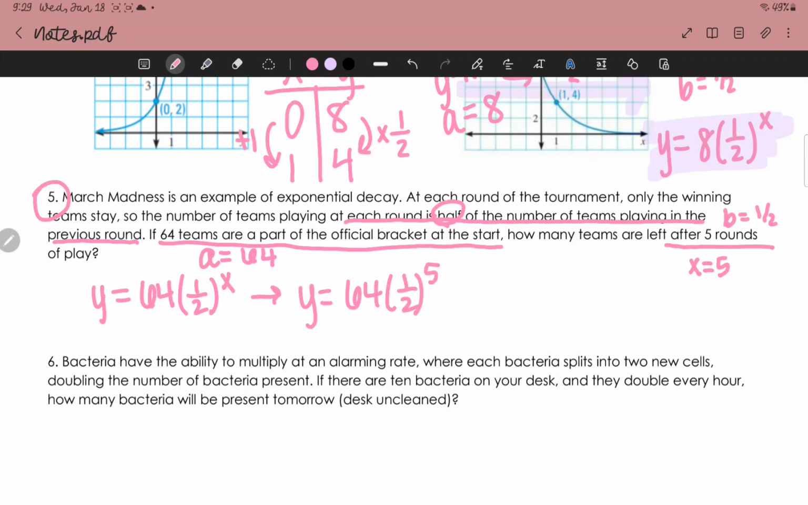This is when you put it in your calculator and you are able to find out that there are 2 teams left after 5 rounds of play. And that's our answer.